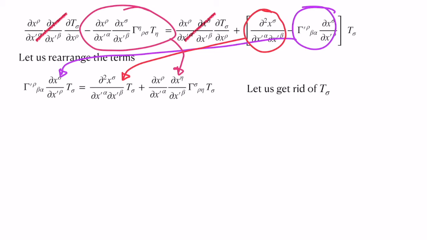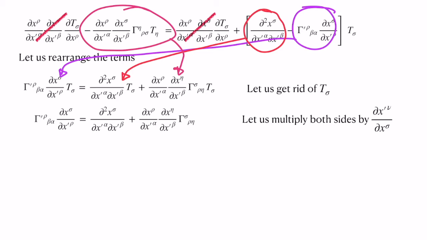This expression should be true for an arbitrary tensor. It should not be specific to the tensor which we are differentiating, the tensor T sigma, or covariant vector. We can get rid of the tensor T sigma, resulting in an expression which relates gamma prime and gamma, that is gamma in the two coordinate systems. So this is exactly what we are looking for. If the gamma satisfies this transformation rule, then we know that the covariant derivative of a covariant vector would transform like a second rank covariant tensor.